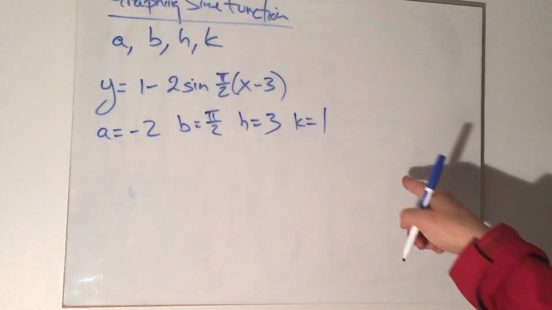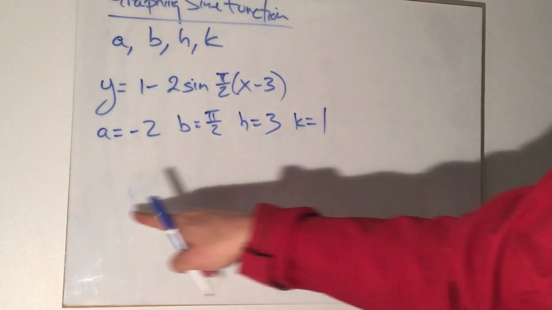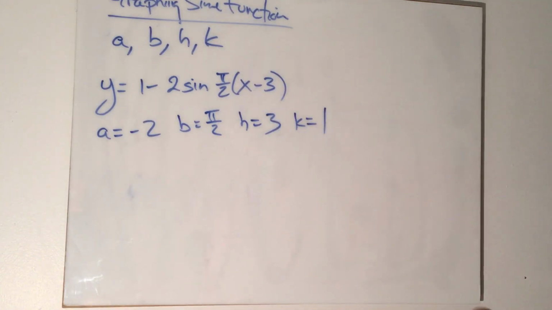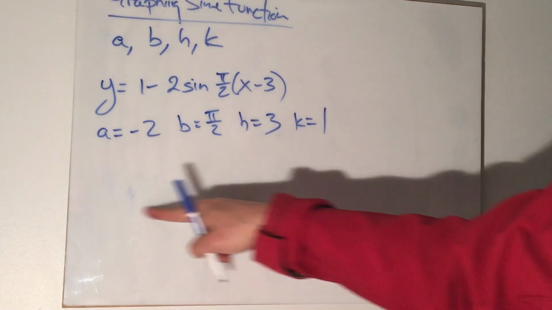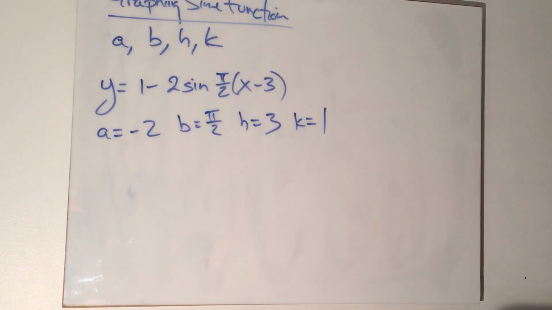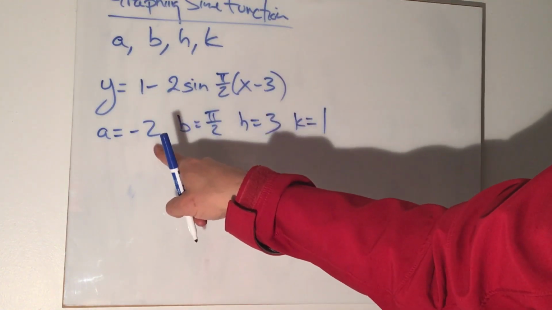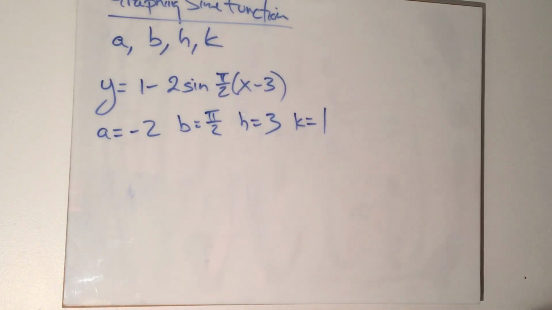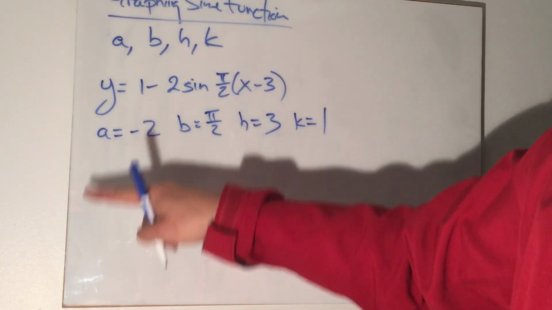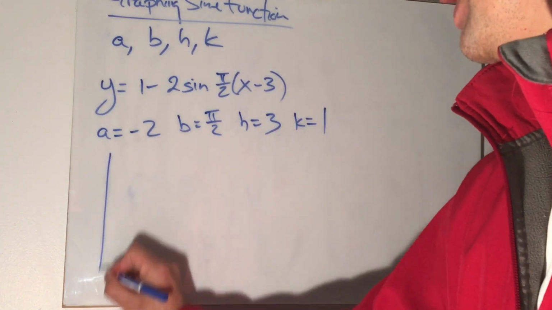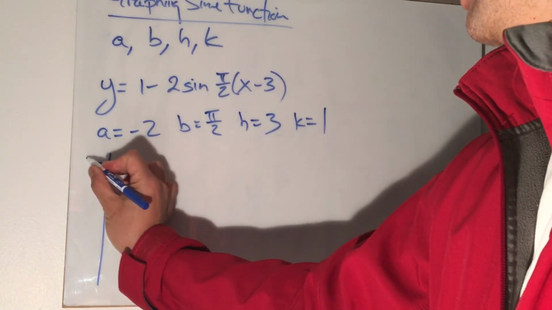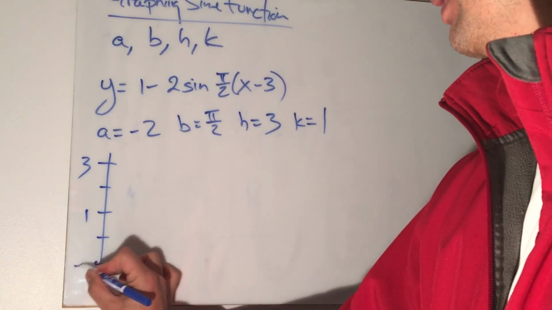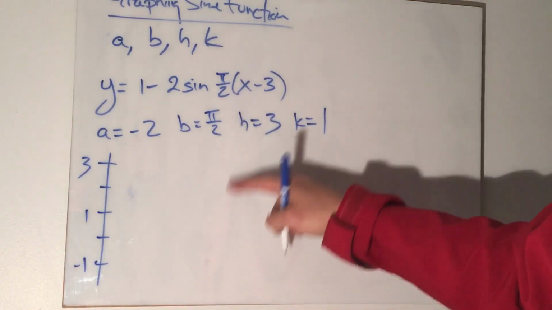Now, this tells me everything I need to know. K tells me that at the height of 1, I will have my three dots. That's what k tells me. My midline is going to be at 1. The a tells me that from that midline, I have to go up 2 and down 2. So I go from 1 up to 3 and down to negative 1. Now I know what to make my y-axis. That's going to be my amplitude.